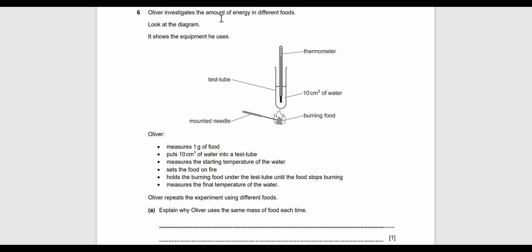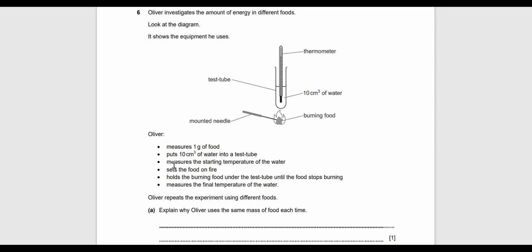Oliver investigates the amount of energy in different foods. Look at the diagram. It shows the equipment he uses. Test tube here, thermometer, 10 cubic centimeters of water, 10 milliliters of water. Now, burning food, mounted needle. Oliver measured 1 gram of wood.